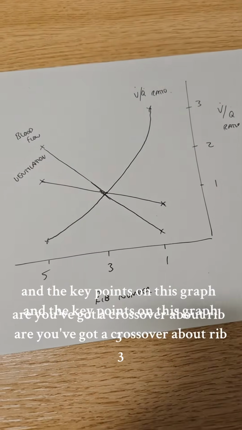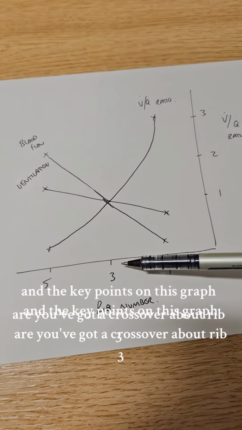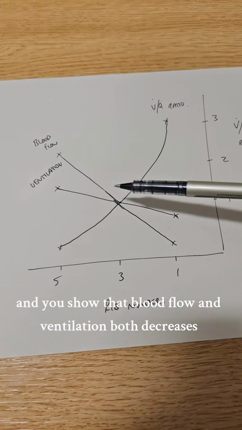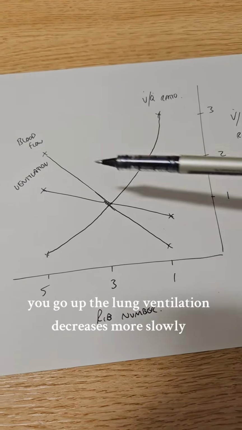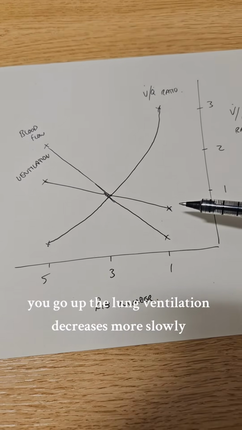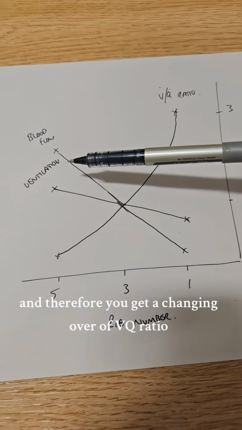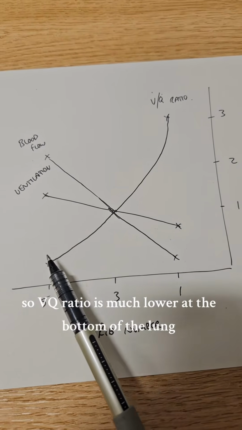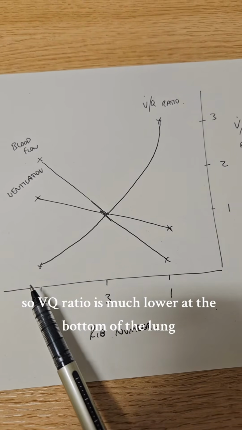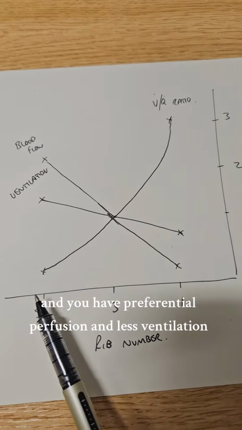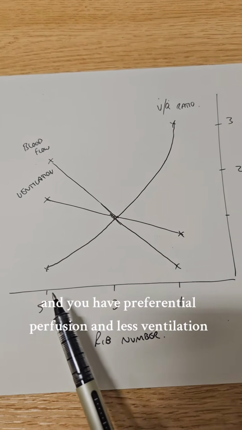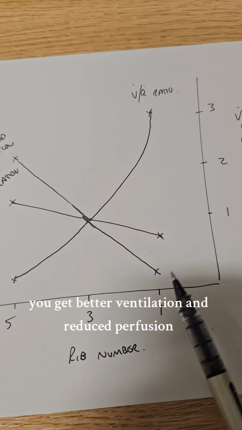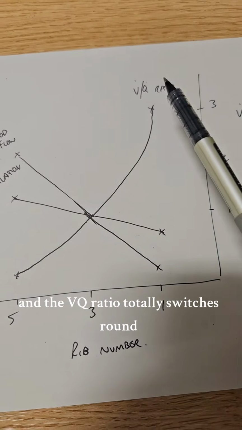And the key points on this graph are you've got a crossover at about rib 3, and you show that blood flow and ventilation both decrease as you go up the lung, but ventilation decreases more slowly, and therefore you get a changing over of VQ ratio. So VQ ratio is much lower at the bottom of the lung, and you have preferential perfusion and less ventilation. And then as you go up the lung, you get better ventilation and reduced perfusion, and the VQ ratio totally switches around.